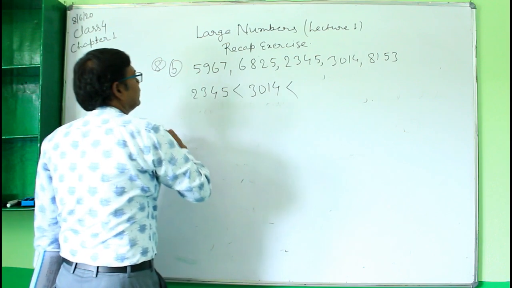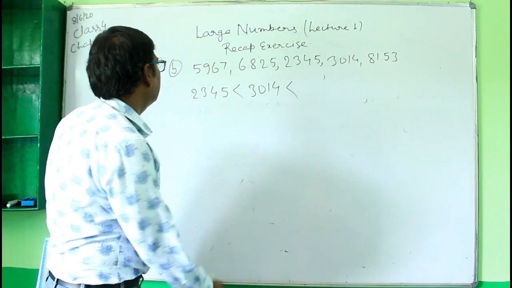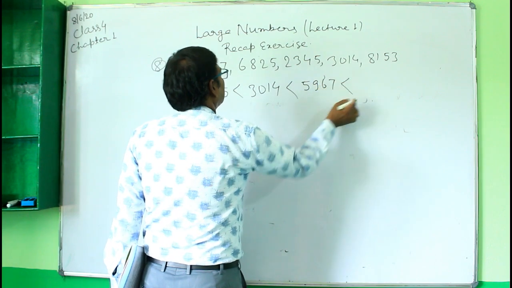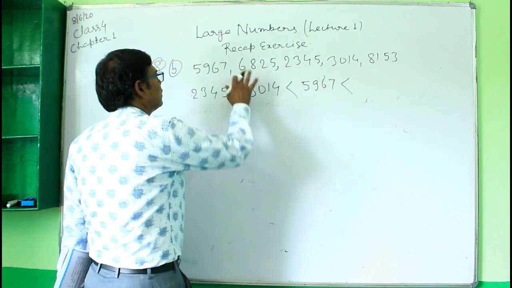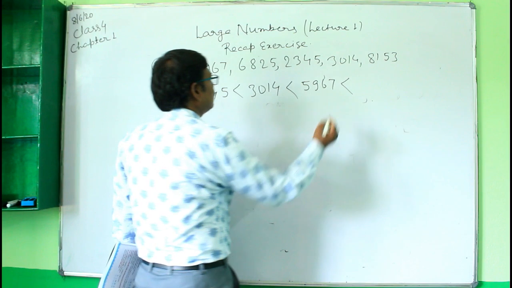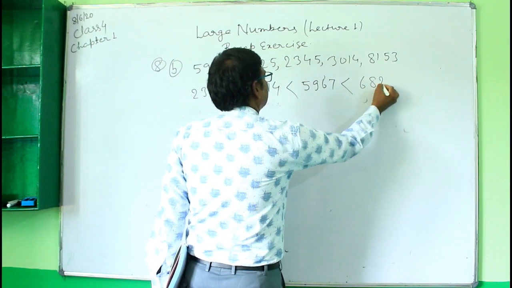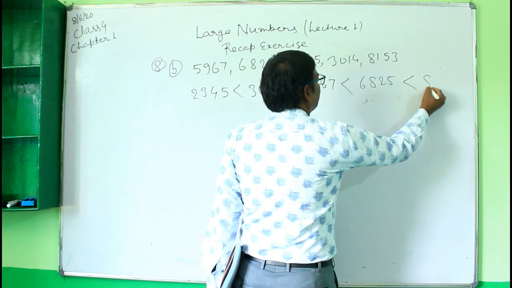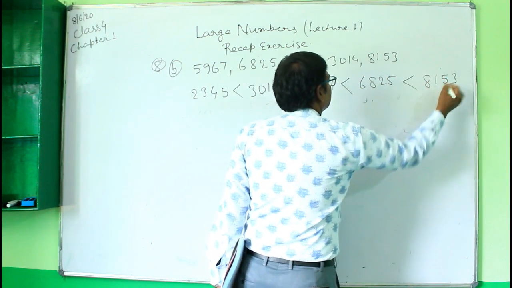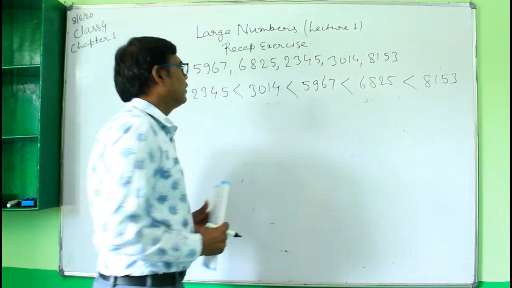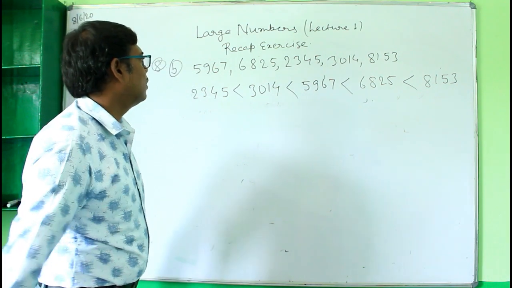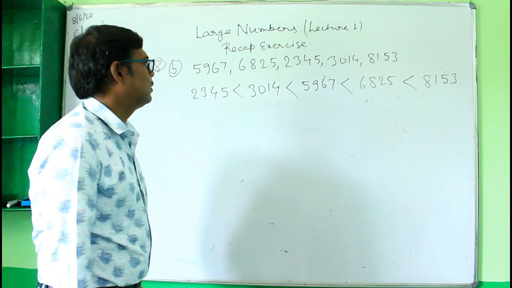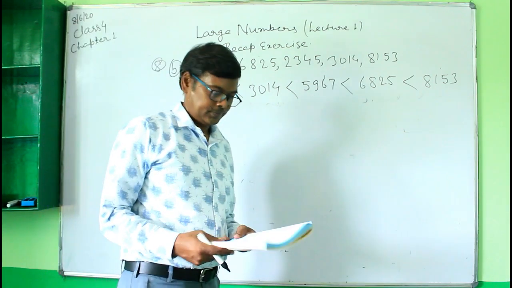The next bigger number is 5,967. And the next bigger number is 6,825, and the biggest number is here, 8,153. So this is the arrangement of the given numbers in the ascending order.